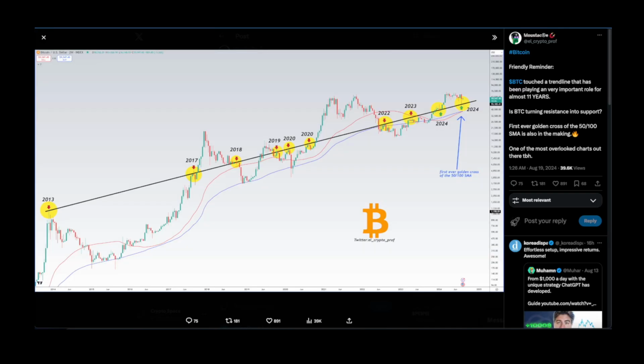Shout out to Mr. Prof, and this is the 2-weekly chart for BTC, which touched a trend line that has been playing a very important role for almost 11 years. Is BTC turning resistance into support? The first ever golden cross of the 50 and 100 SMA is also in the making. One of the most overlooked charts out there. By the way, guys, I do have a special chart for you, so please make sure that you watch the full video.